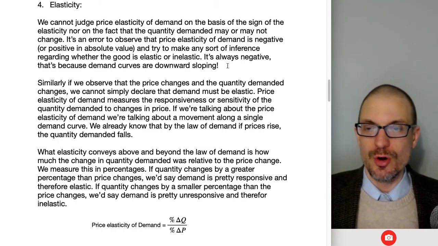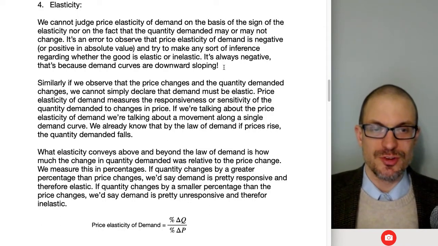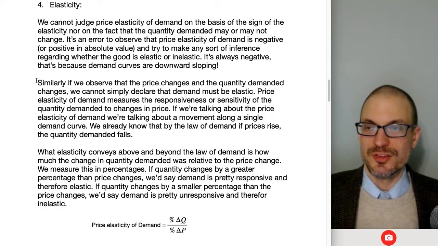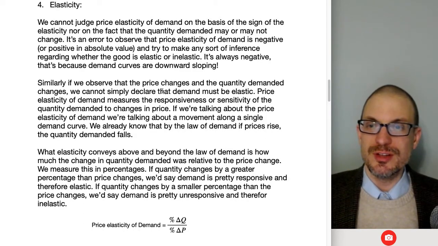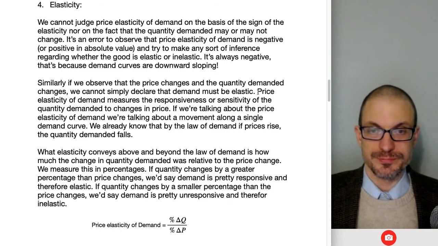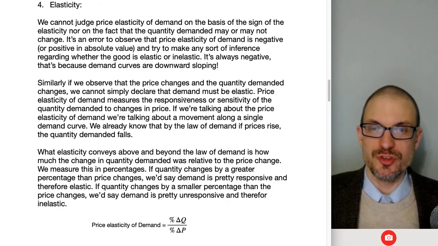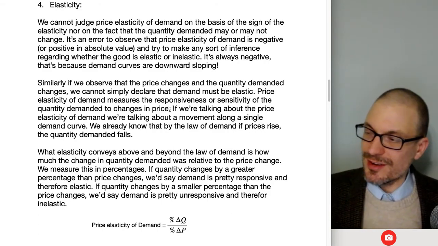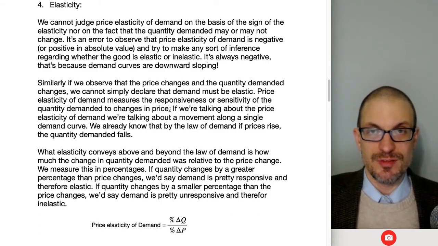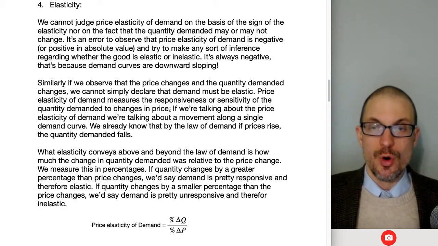The law of demand holds. Other things equal, at higher prices, there's a lower quantity demanded. Similarly, if we observe that price changes and quantity demanded changes, we can't simply declare that demand must be elastic. Price elasticity of demand gives us the responsiveness or the sensitivity to changes in price, right? So you can't discern price elasticity of demand on the basis of the sign, nor can you on the fact that quantity demanded even changed, right?